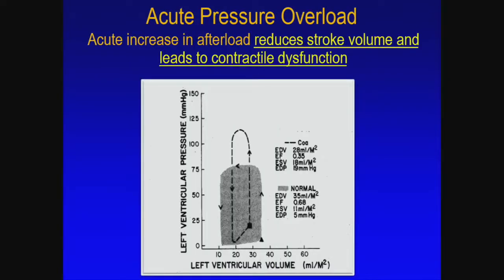Okay, Amy presented some of the pressure volume loops. Acute increase in afterload results in acute reduction in the cardiac output. The newborn ventricle, because of the inherent diastolic dysfunction, is unable to handle the acute increase in afterload. So these patients tolerate acute afterload increase very poorly.